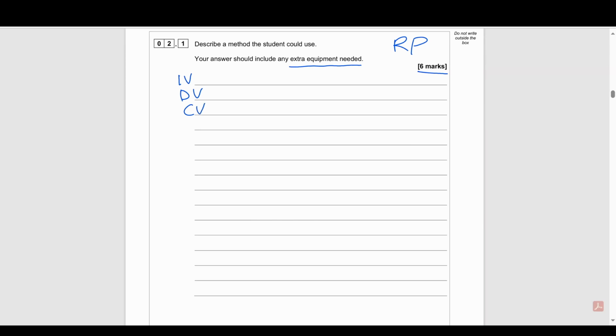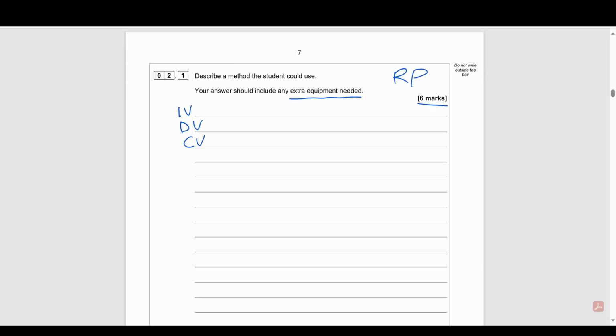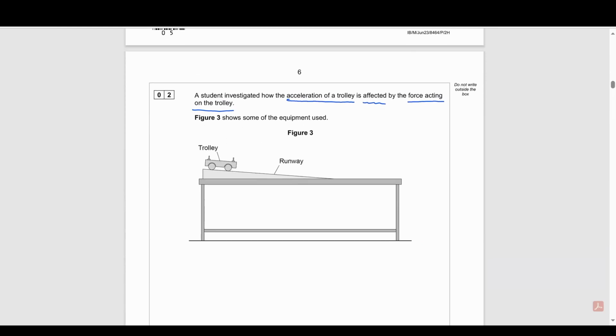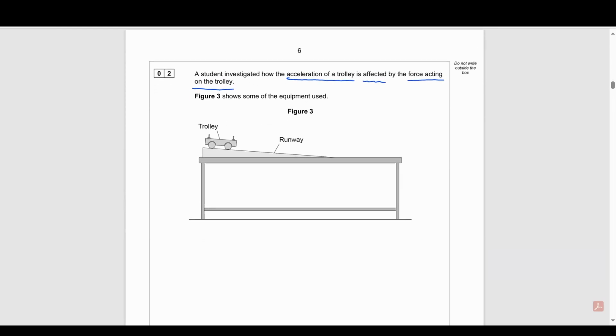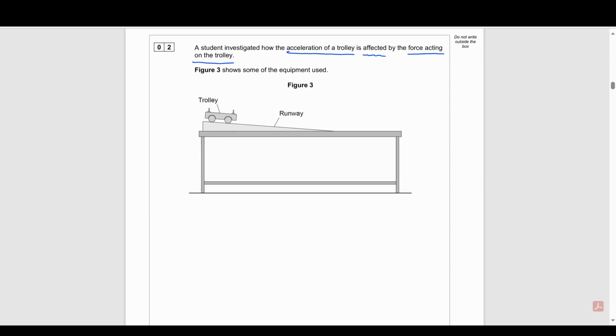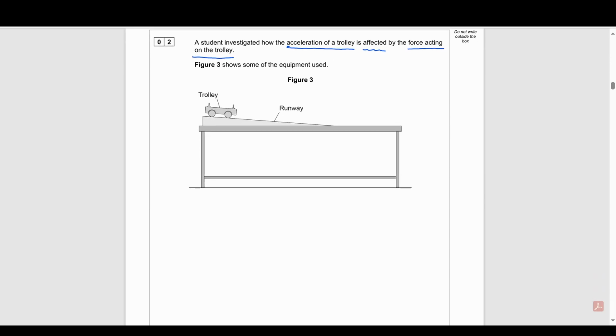So what are we going to change in this experiment? Well, how the acceleration is affected by the force acting on a trolley. So how the force, when changed, affects the acceleration when we measure it. So we would need to mention some way of changing the force acting on the trolley.